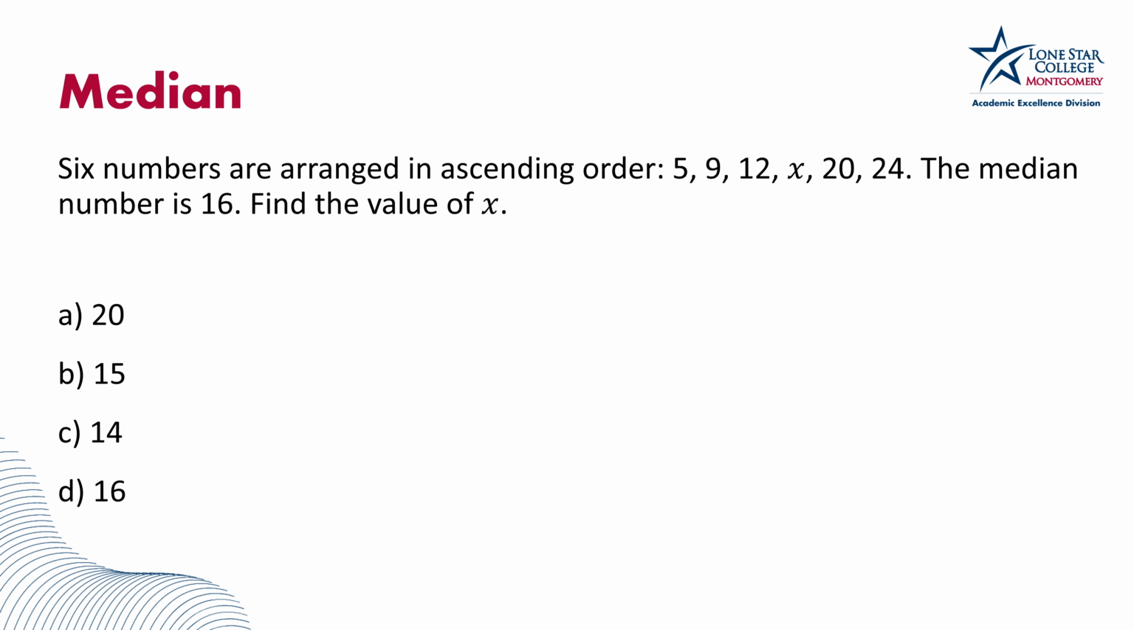So because we have 6 numbers, we know that in order to find the median, we would have to find the average of the 2 middle numbers, adding them and then dividing by 2. So if we start canceling out from left to right, cancel out the 5, the 24, the 9, the 20, we're left with just the 2 middle numbers, 12 and x. So what we would do is we would add 12 plus x divided by 2. That should be our median.